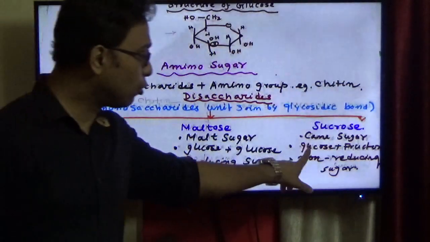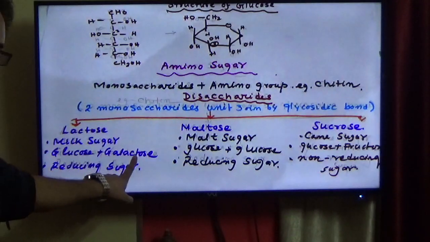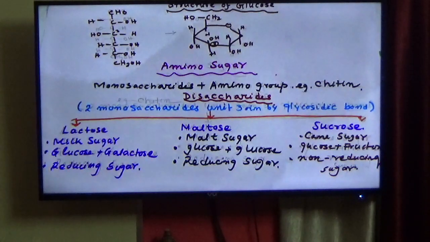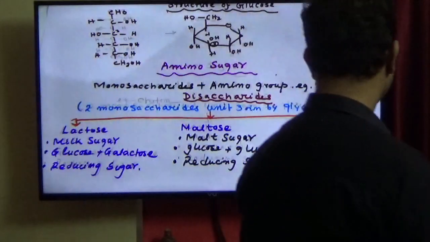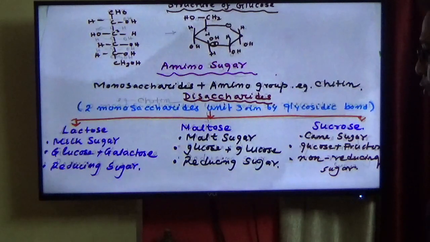That is the glucose plus fructose. So lactose is glucose plus galactose, maltose is glucose plus glucose, and sucrose is glucose plus fructose, right? But sucrose is a non-reducing sugar. And from that part in your school, a short question is coming.